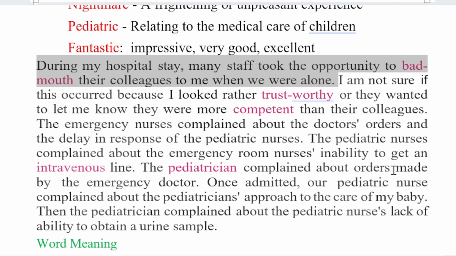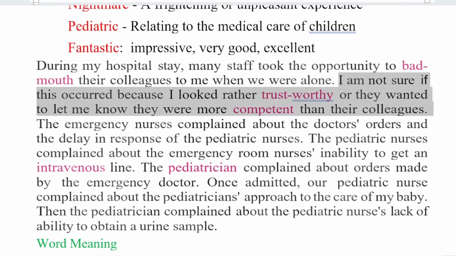So while the speaker was staying at the hospital, many staff members took advantage of the opportunity to speak negatively about their colleagues in front of the innocent patient. It implies that those staff members lacked professionalism and were gossiping behind their colleagues' backs. I am not sure if this occurred because I looked rather trustworthy or they wanted to let me know they were more competent than their colleagues.